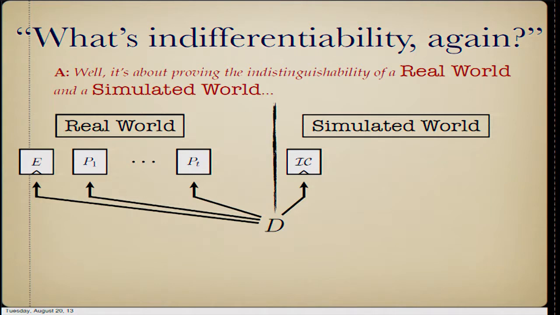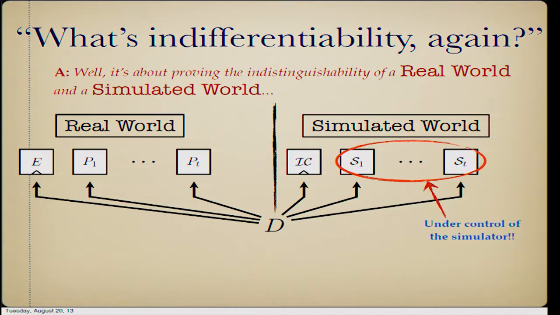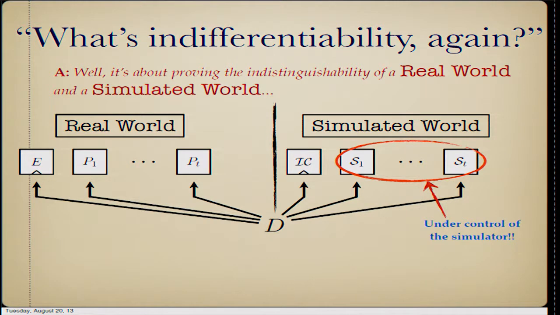So what's going to replace the permutations P1 through PT is a simulator. It's going to be taking responsibility for P1 through PT. And basically, the simulator takes queries that are destined for P1 through PT and does its best to invent answers such that these two worlds are indistinguishable. So when you prove an indifferentiability result, you have to come up with a simulator such that these two worlds look alike.